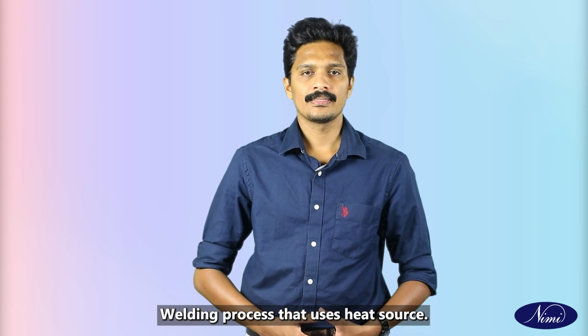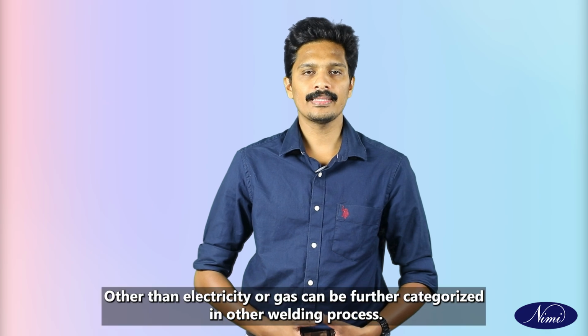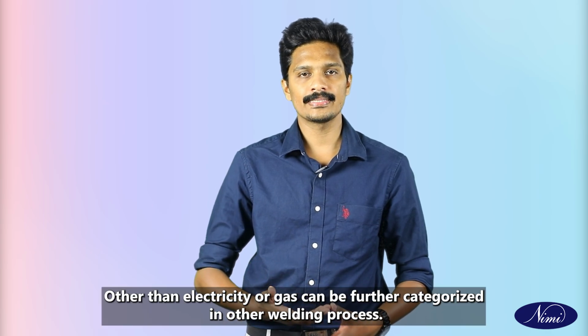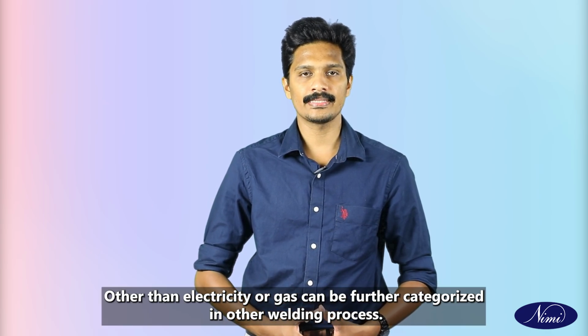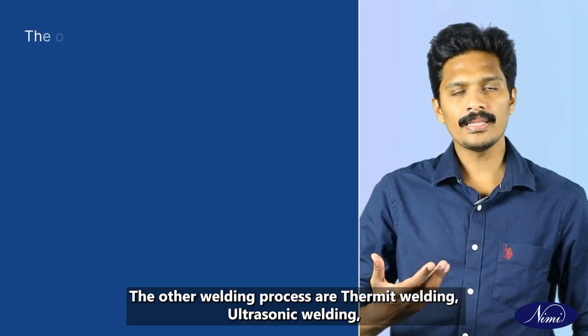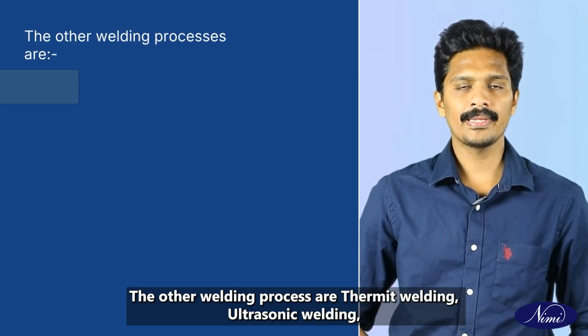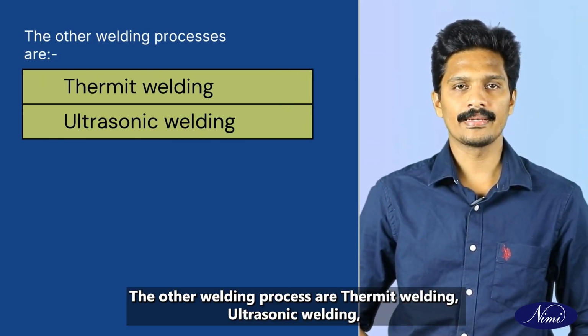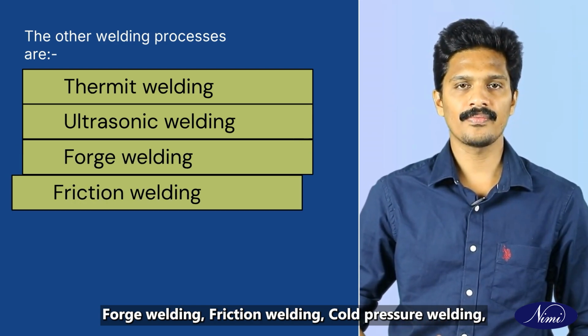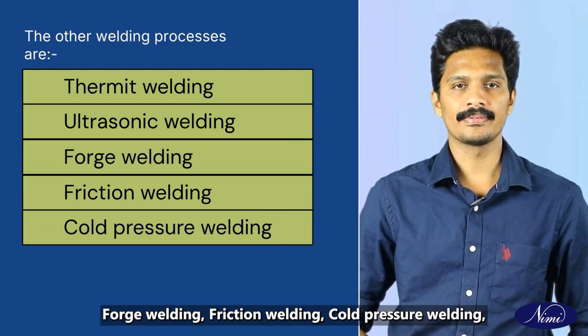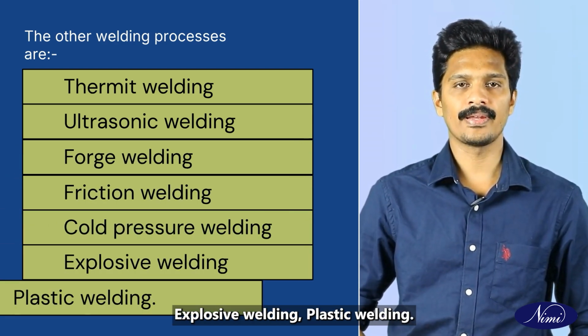Welding process that uses heat source other than electricity or gas can be further categorized in other welding process. The other welding process are thermit welding, ultrasonic welding, forge welding, friction welding, cold pressure welding, explosive welding, plastic welding.